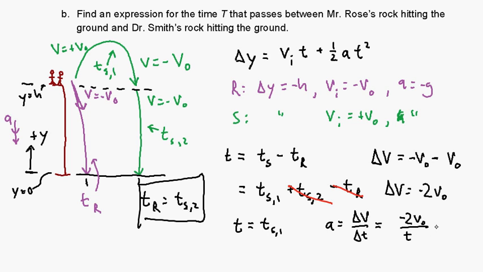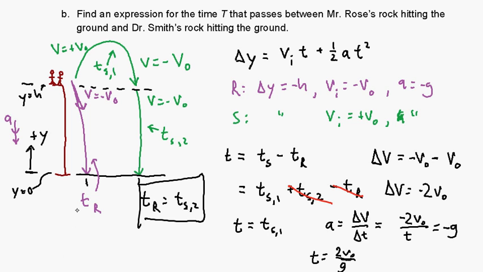So I'm going to call that t, and bring the a over here, but a is equal to negative g. So this gives you that the time is equal to 2 v naught over g, and that is the time between when this thing hits and this thing hits.